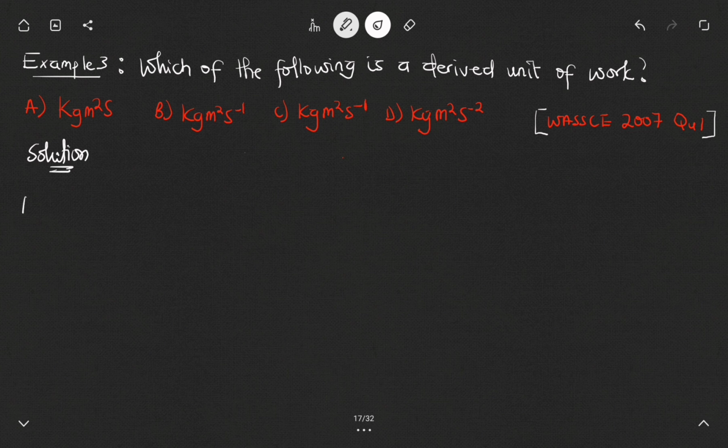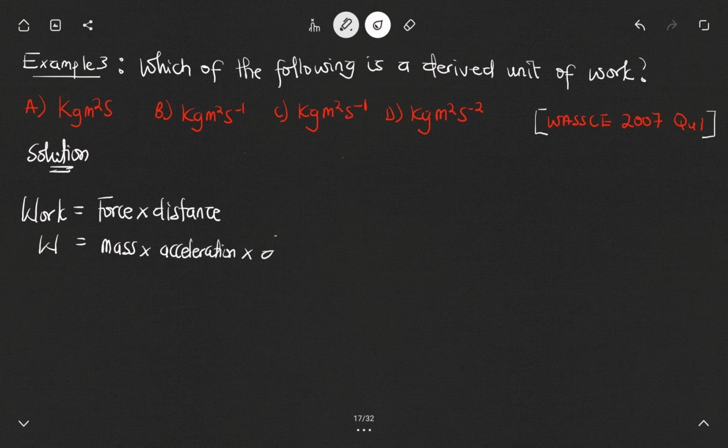So work can be defined as the product of force multiplied by distance. So if you move an object with a particular force over some distance, the product of the force and the distance becomes the work. Now, let me break this down. So work represented by W will be equal to, the force is equal to mass multiplied by acceleration. We use acceleration here.